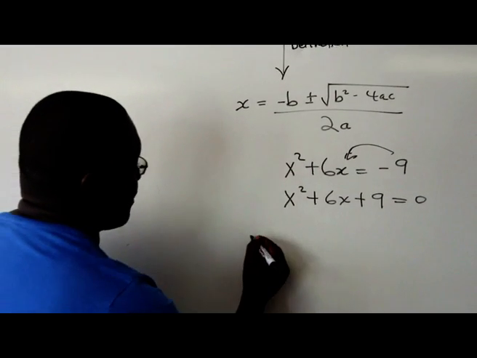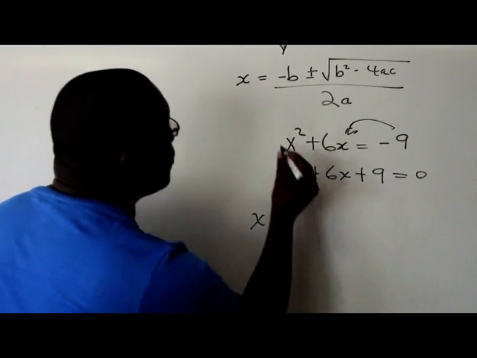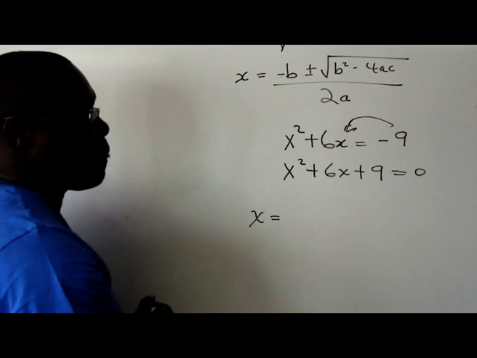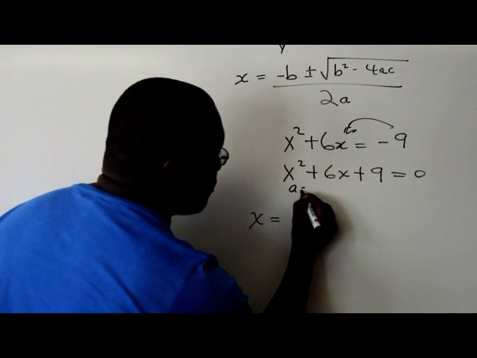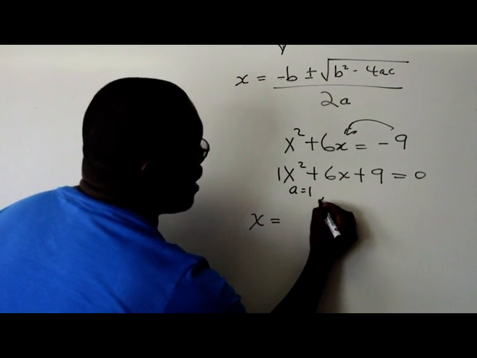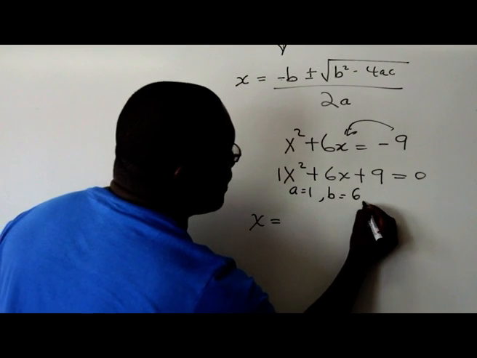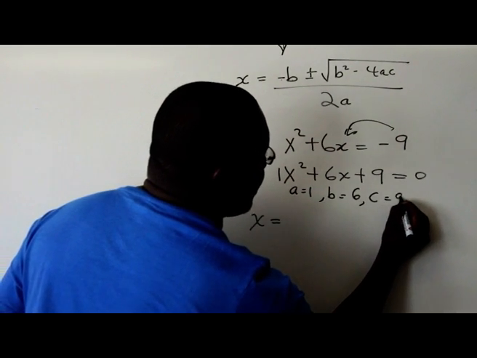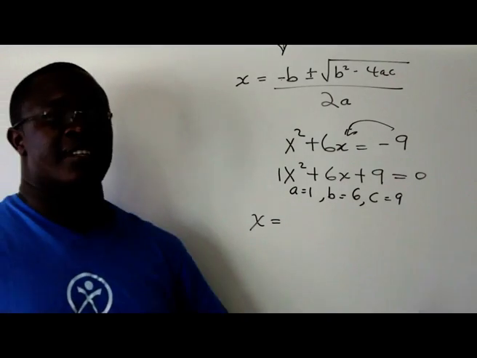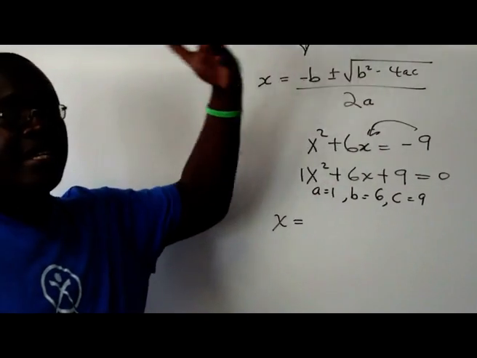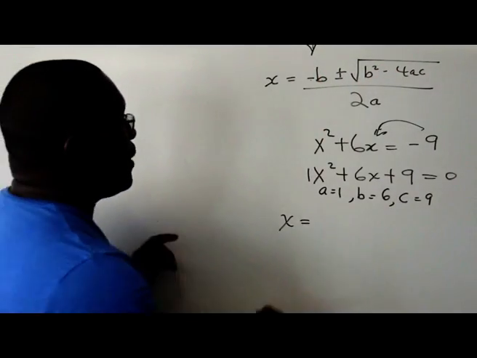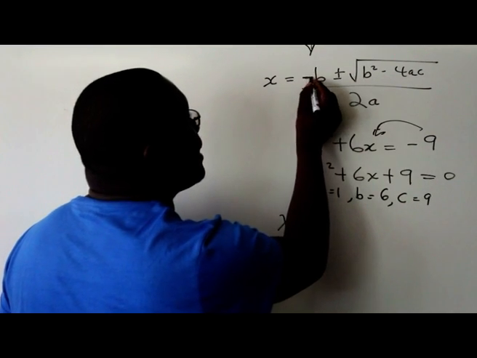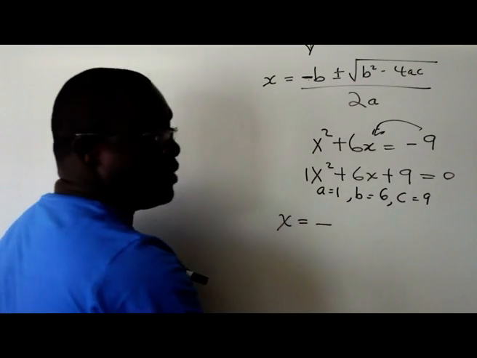So now in this case, x is equal to negative b, of which our a would be 1, our b would be 6, and our c would be 9. Once you've got these three, you're sorted. It's just a matter of what? Substitution. So x is equal to negative. Don't forget this negative. It's part of the formula.